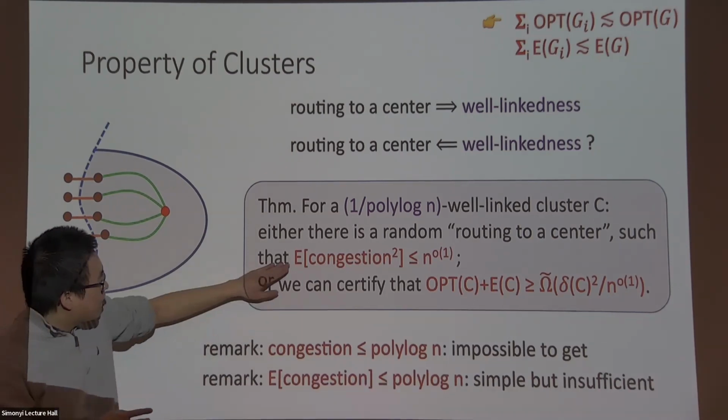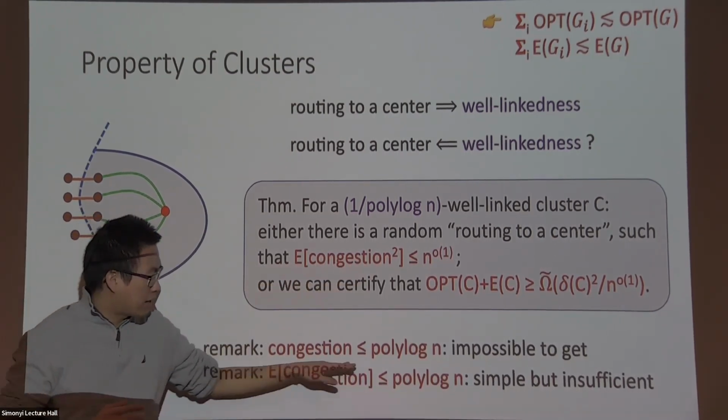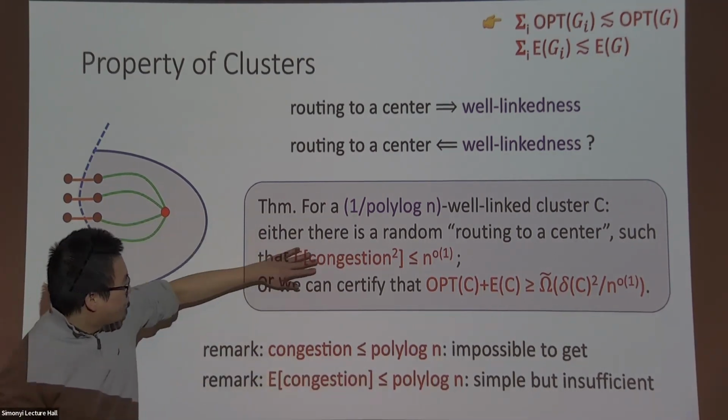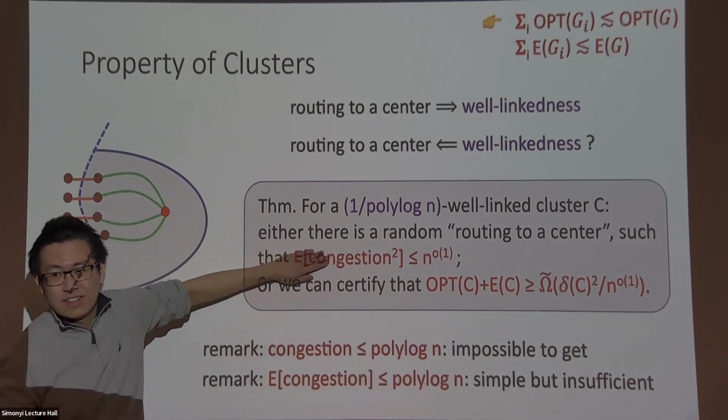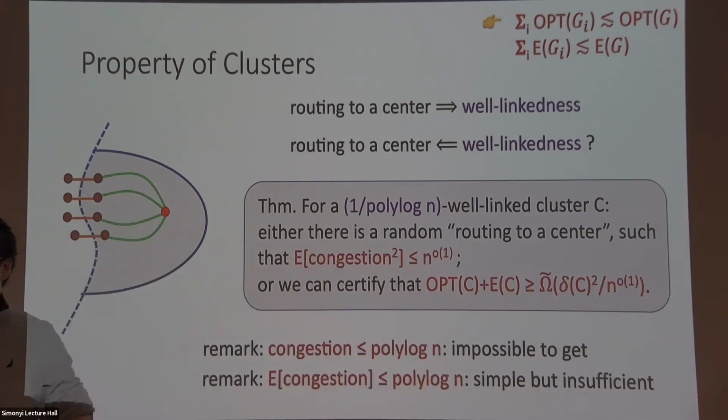So there are two small comments I want to make here. If we want to get the expectation of congestion of a single edge, then it is easy to get. If we do not allow expectation, we just want to ensure that congestion is bounded by some polynomial, it's impossible. Because think of a grid.